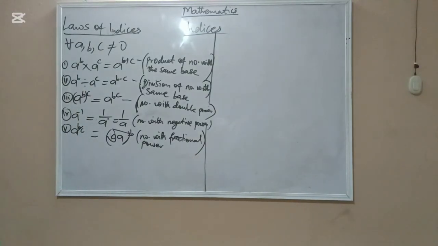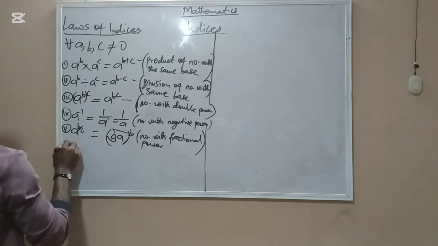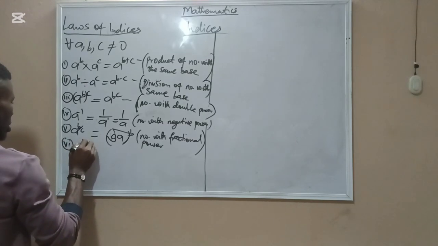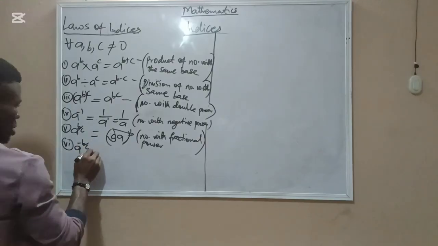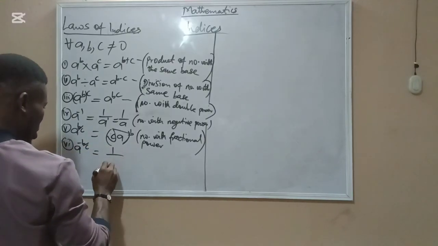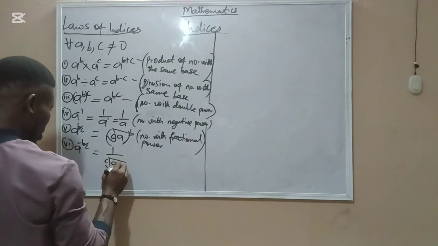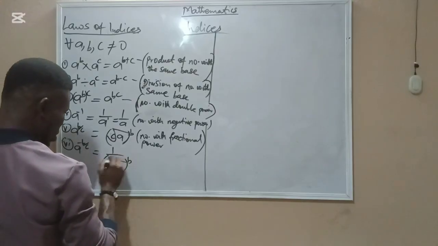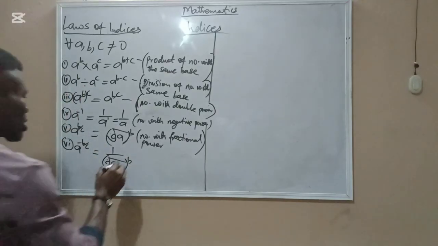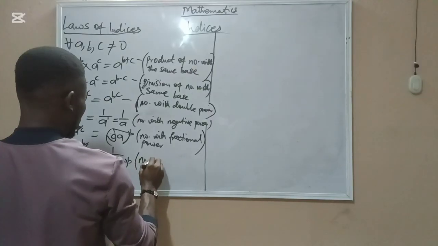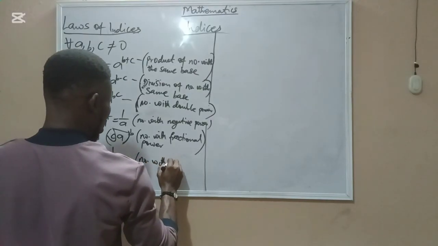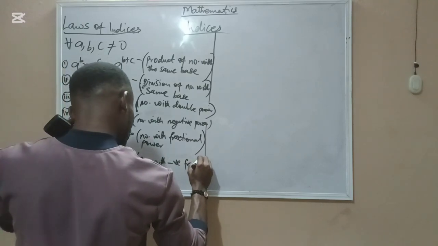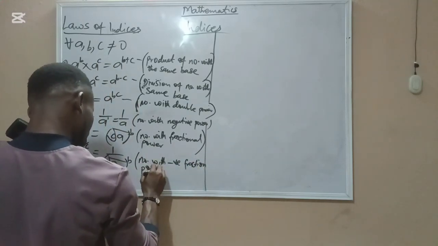And then we still have another one, number VI. This one says that A to the power minus B over C is the same thing as 1 over C root of A, all to the power B. And this can also be called numbers with negative fractional power.